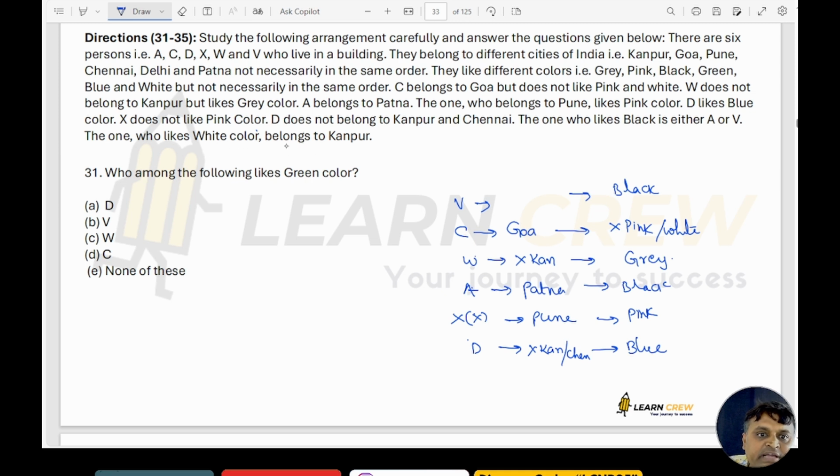Next, the one who likes white color belongs to Kanpur. So white belongs to Kanpur means what you can say here. Please see C, W, A, D. The remaining are now X and V. X is not Pune, so definitely V has to be Pune. V, Pune, pink. The remaining is X. Now, V is not black, so definitely A has to be black.